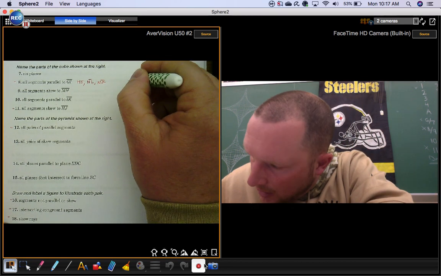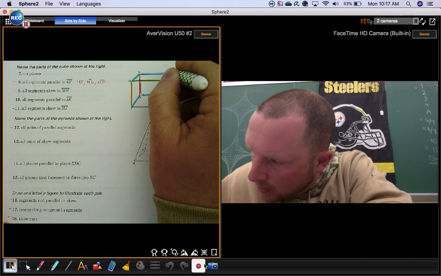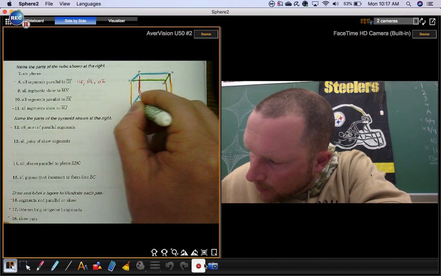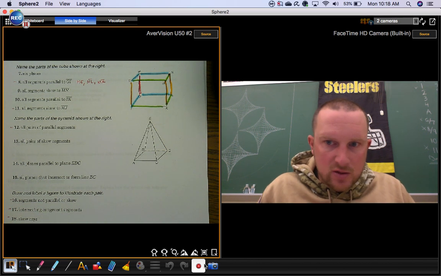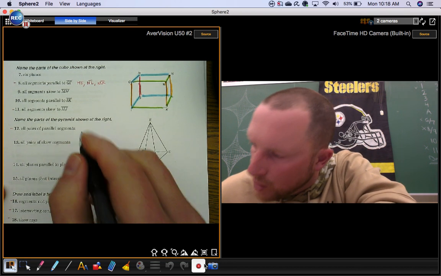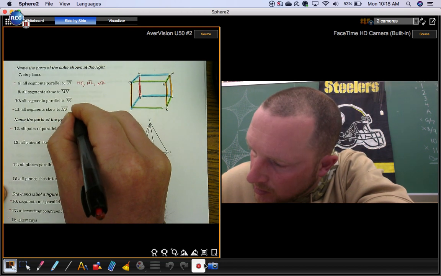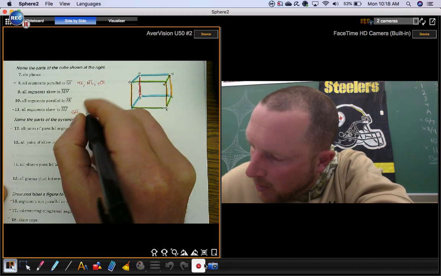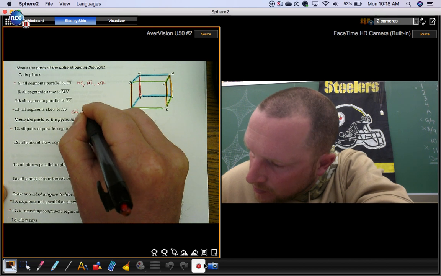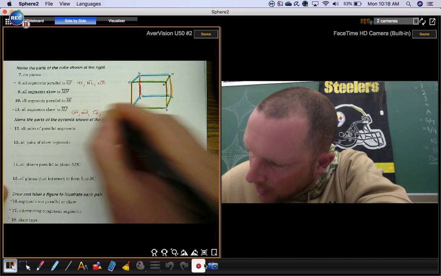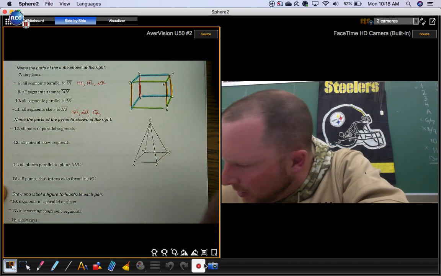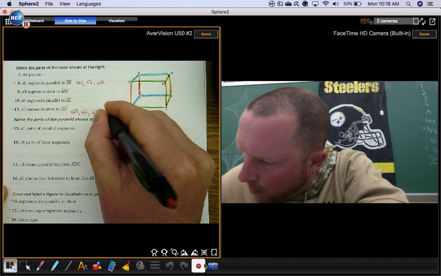So the ones that are left over, those are the ones that are skewed to it. That would be this guy, this guy, this guy, this guy. Those green segments don't touch it, and those green segments are not parallel to it. So we're going to name those 4 segments. Segment GM, segment MN, segment LK, and segment KI, we'll call it.